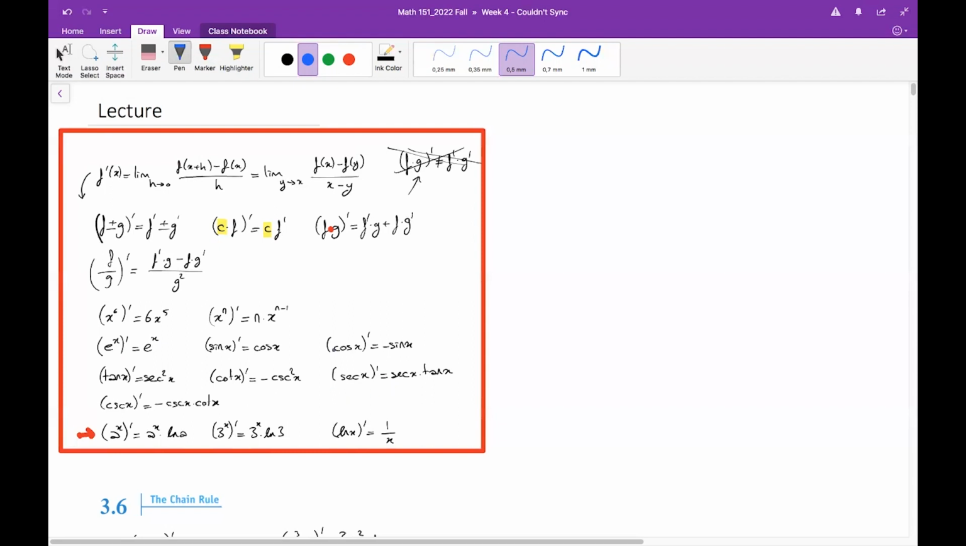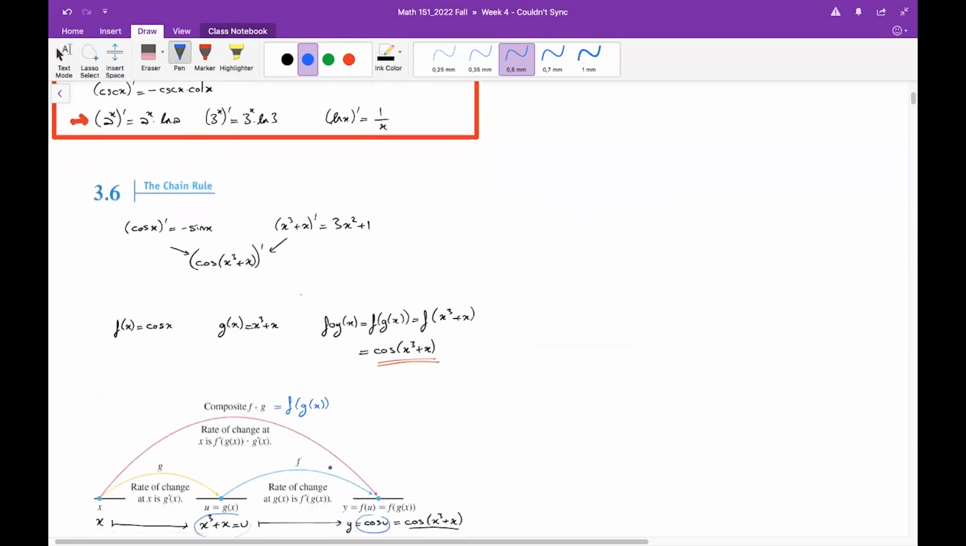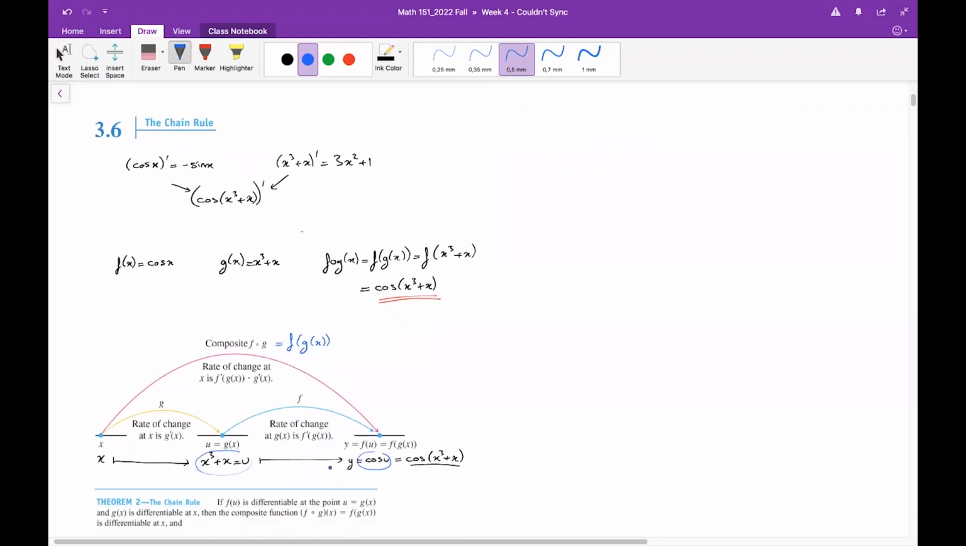Now, let's try to develop the chain rule together. Okay. So you know how to take the derivative of the cosine function. It is minus sine x, right? You also know how to differentiate polynomial functions like this. Step by step, you can take the derivatives of power functions. What if now we want to differentiate the composition of these two functions?